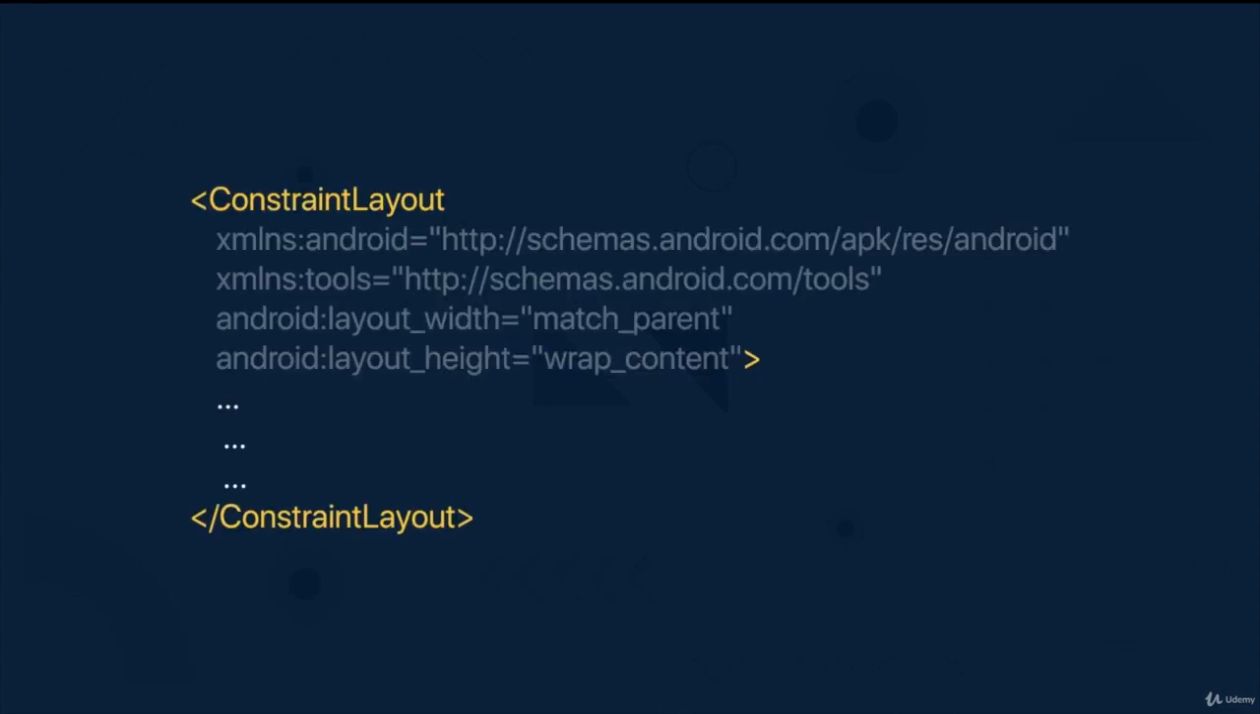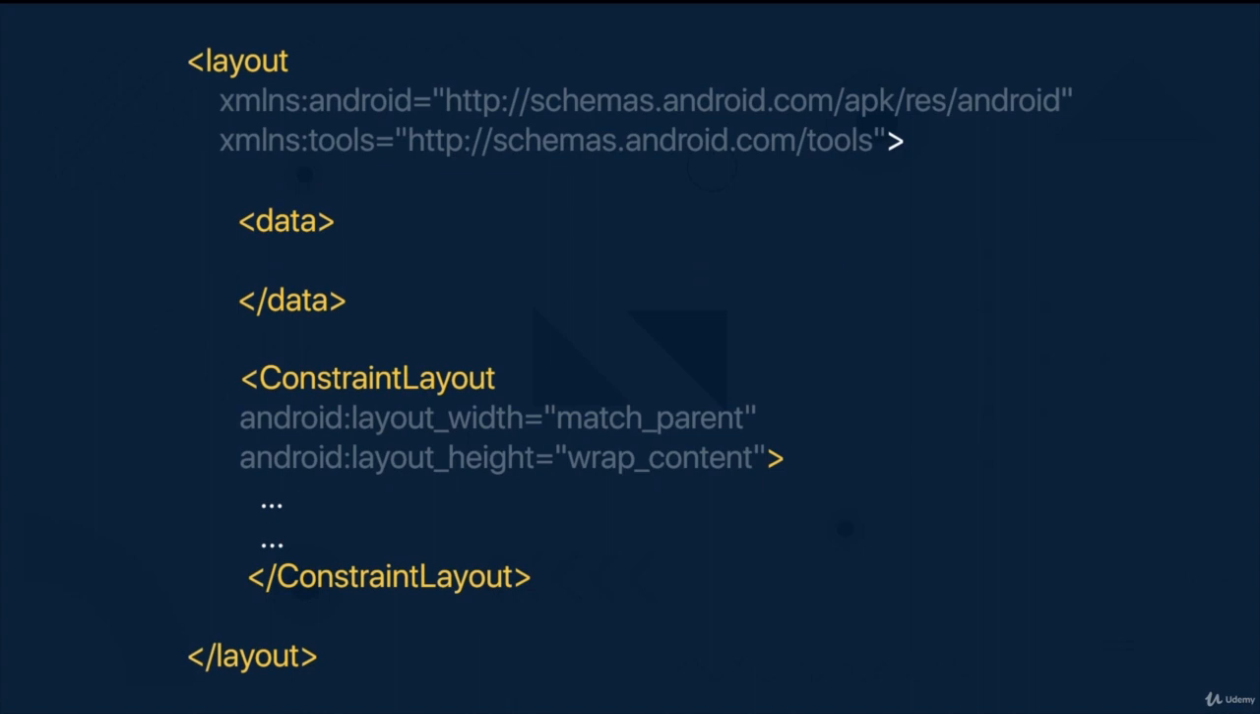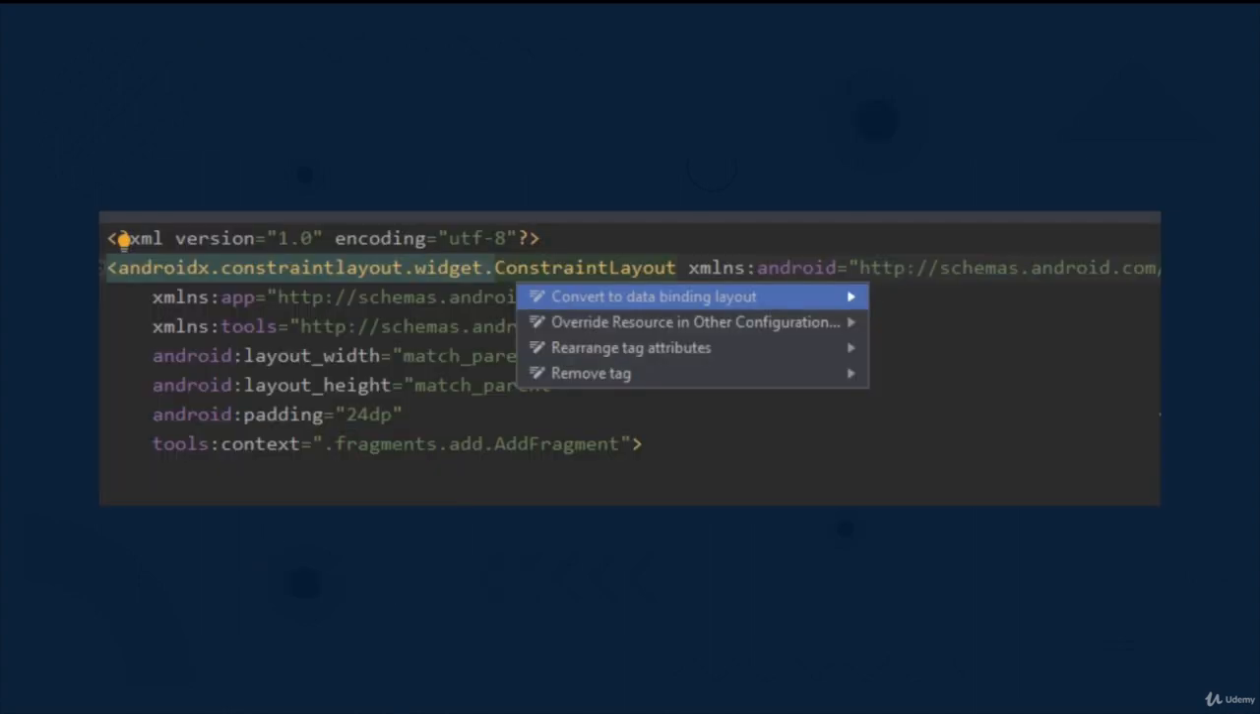So suppose you have a layout like this, just a simple constraint layout as the root element and some views inside, and then you will need to wrap this root layout inside the layout tags, and it will look something like this. You don't need to manually add this layout tag. Android Studio can automatically convert your layout to data binding layout easily. You just need to click on your constraint layout element in this case and press Alt plus Enter, and you will see the option to convert to data binding layout. This small change is enough for generating a binding class for this layout and binding the views inside.